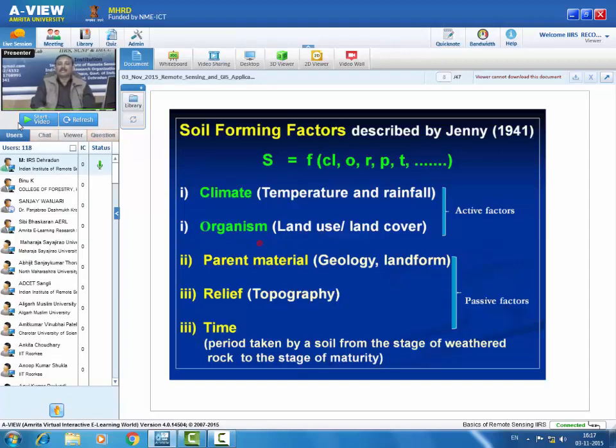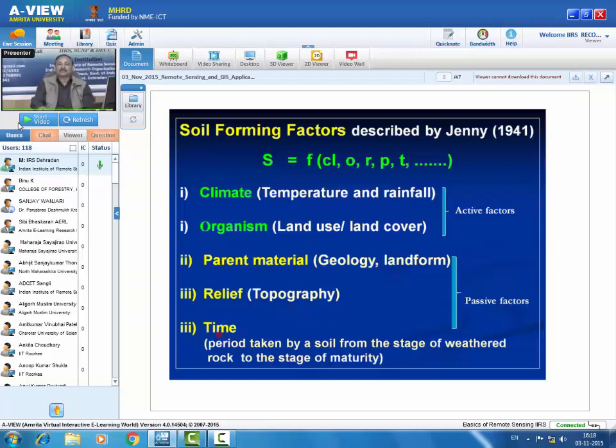In soil, organism means microorganism and macroorganism. Microorganisms are fungi and bacteria, which are not important for soil resource mapping. Macroorganism means land use, land cover, which is important. These factors are active factors. Why are we calling them active? Because active factors are those which provide energy to the system. So these active factors provide energy, and then there are the factors parent material, which we can describe with the help of geology, landform, and relief, which we can describe with the help of topography, meaning slope and aspect of the region.